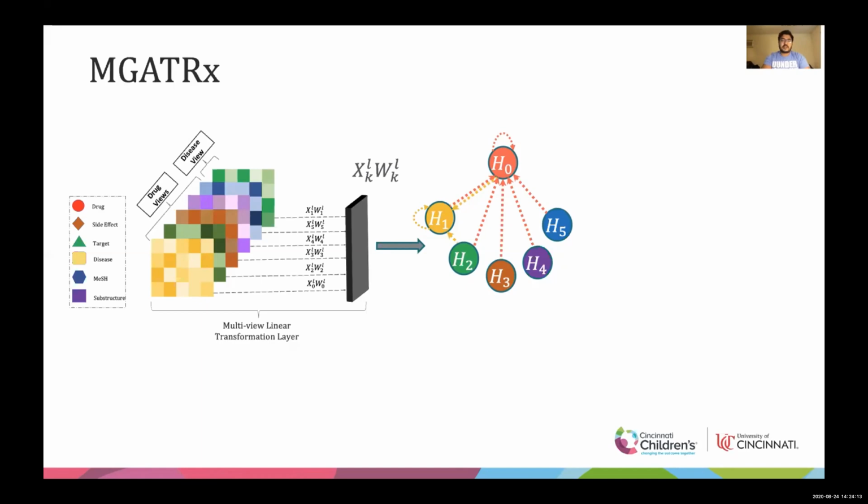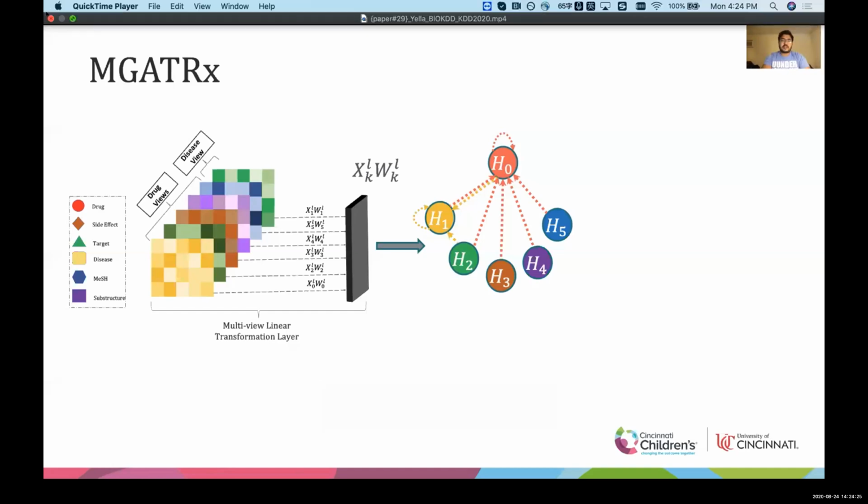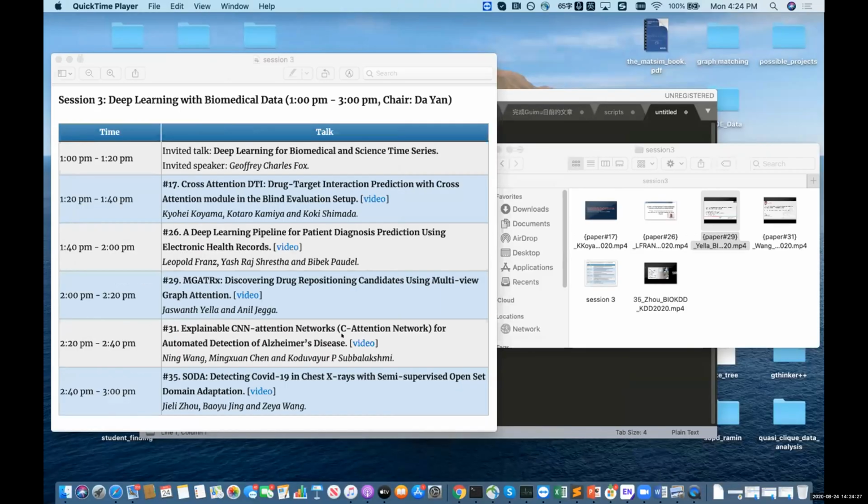Oh, okay, thank you. Any other questions about the work? Okay, if not, let's thank Jaswant for the interesting talk, and let's move on to the next one. So Ning Wang is a presenter. Is Ning Wang here? Yes, Dan, I'm here. Okay, thank you. So the title of the next talk will be Explainable CNN Attention Networks for Automated Detection of Alzheimer's Disease. Let's stream the video first.